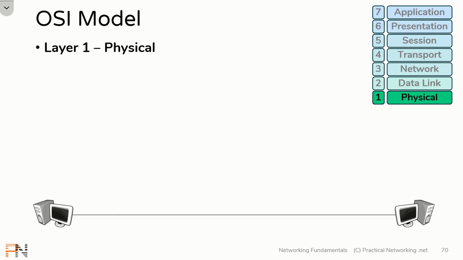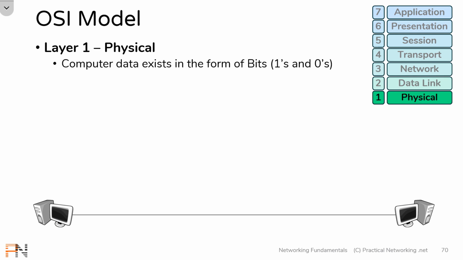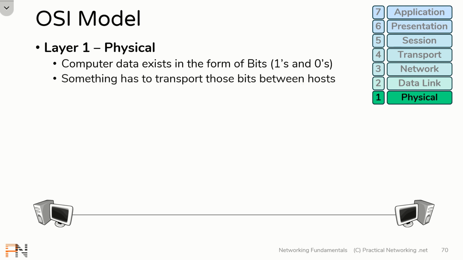as the physical layer. Data on computers exists in the form of bits, that is, ones and zeros. Well, the first thing that needs to exist for these hosts to share data with another is something has to transport those ones and zeros from this computer to the next. That something is the physical layer. The goal of the physical layer is transporting bits.